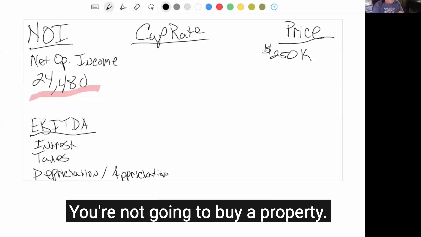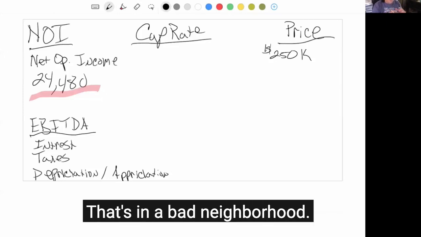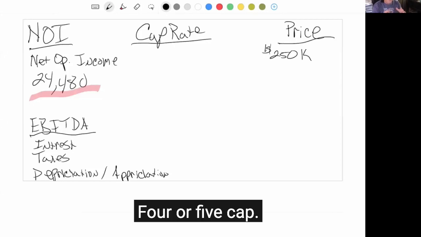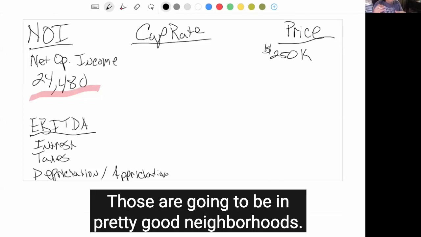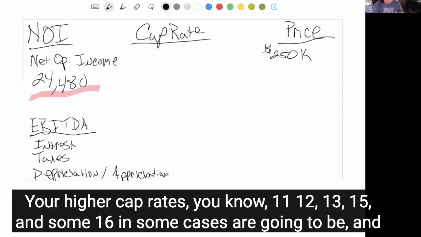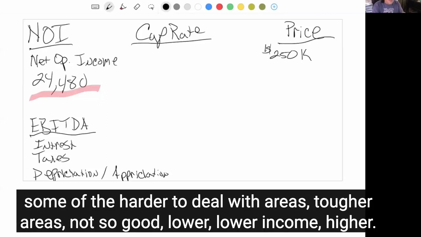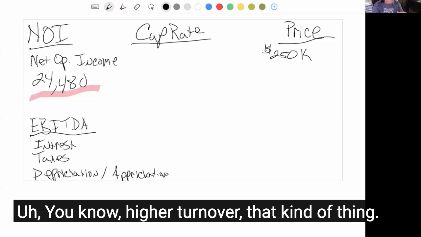You're not going to buy a property that's in a bad neighborhood at a 4 or 5 cap. That's just not what you want to do. The lower the cap rate, your 3s, 4s, 5s, those are going to be in pretty good neighborhoods. Your higher cap rates, 11, 12, 13, 15, and some 16 in some cases, are going to be in some of the harder to deal with areas, tougher areas, not so good, lower income, higher turnover, that kind of thing, right?